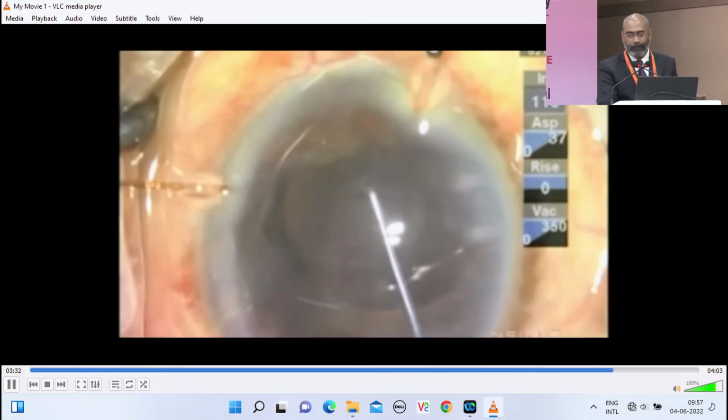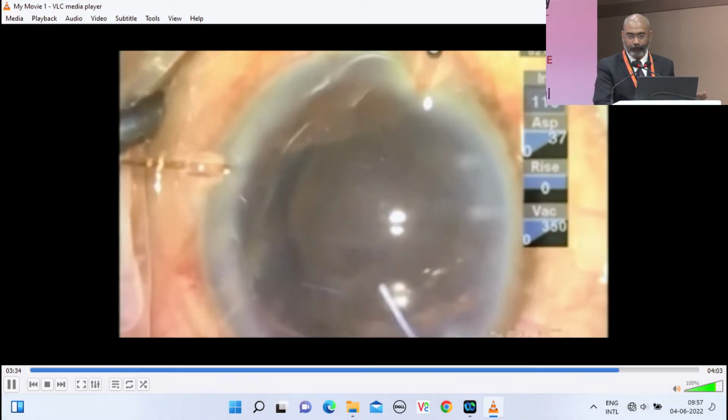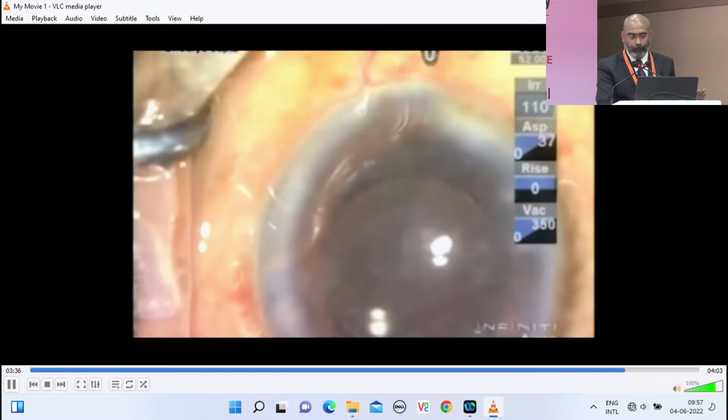And I implant a single piece lens. You can see there's absolutely no movement of the capsular bag. So now I have realized that this bag is quite fixed and fibrous. This is not going to move. So we leave it at that. And thankfully, by the grace of God, it stayed on like this.